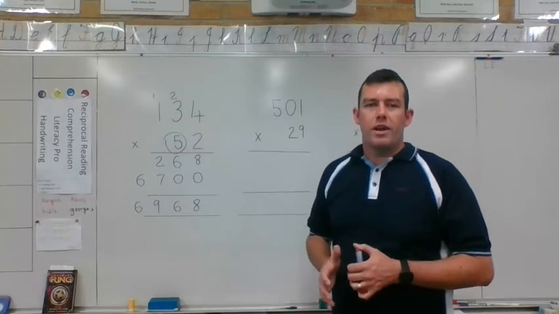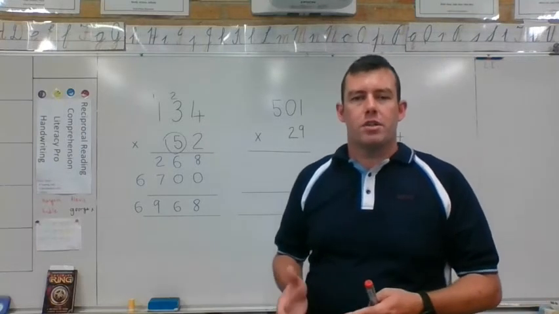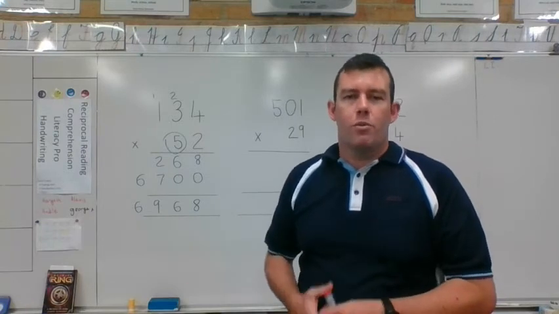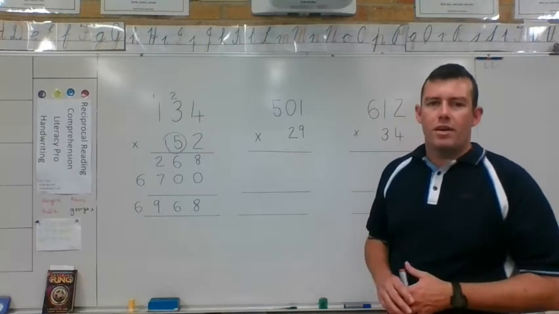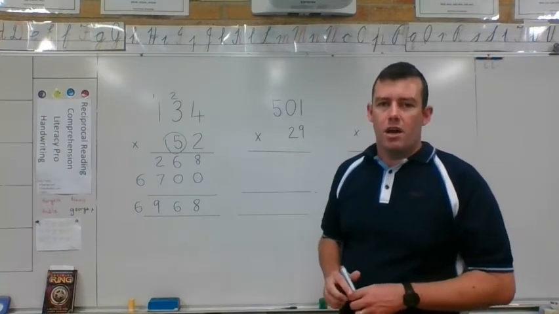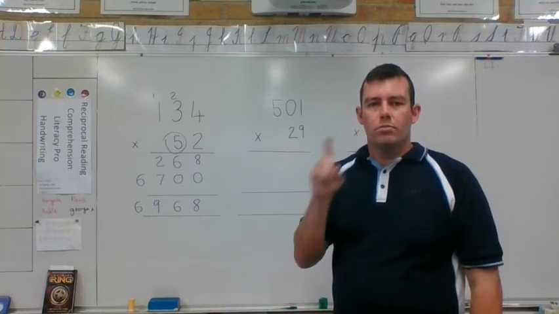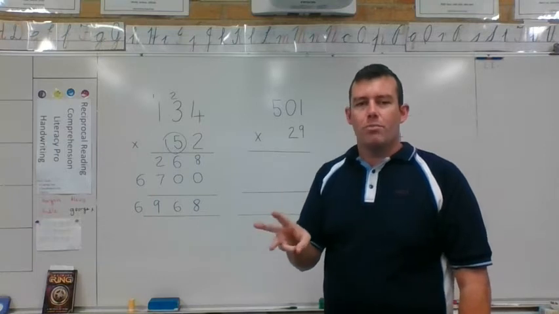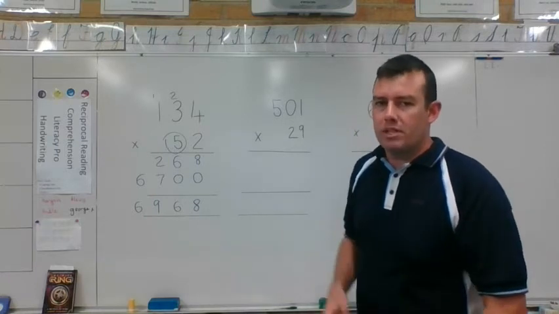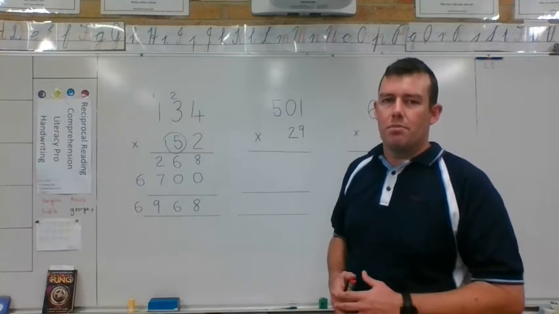Let's have a look now at example 2. If you'd like to have a go at it on your own first, you can then check with me whether it was correct or not. So question 2, 501 times 29. Remember our three steps. Multiply by the ones column, multiply by the tens column, and then add up your two answers. Let's have a look. So have a go on your own. 501 times 29.